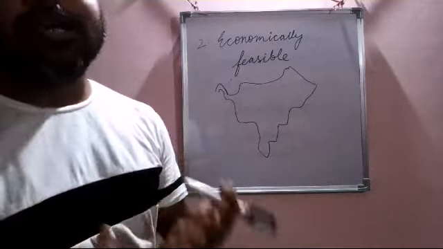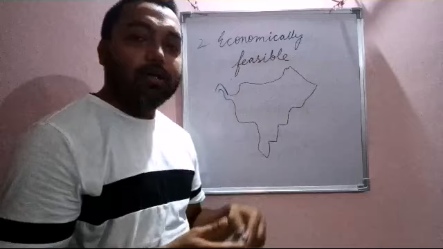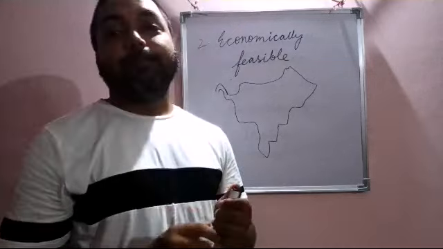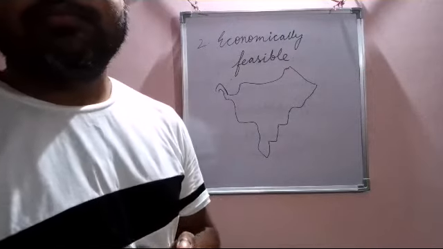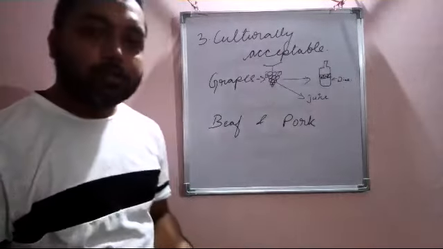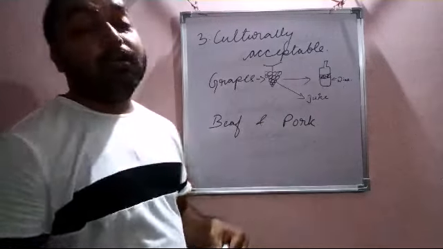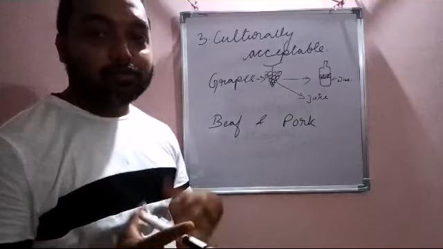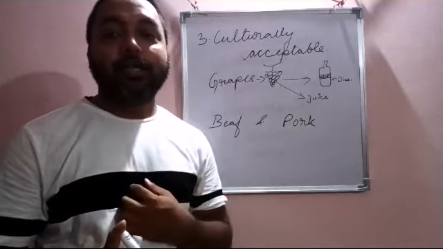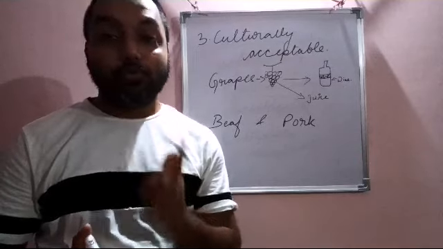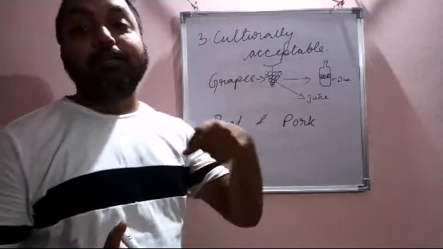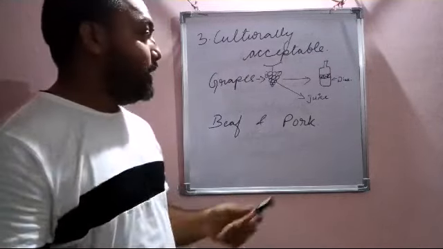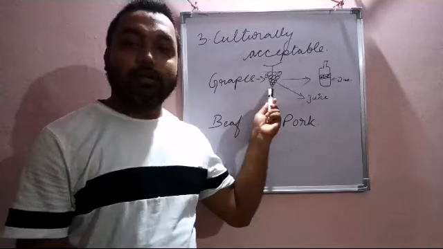So let us move on to the third condition, that is culturally acceptable. A particular thing can be termed a resource only when, though it has all the qualities to satisfy our need, it is also accepted by our culture. For example, here you see I have drawn grapes.